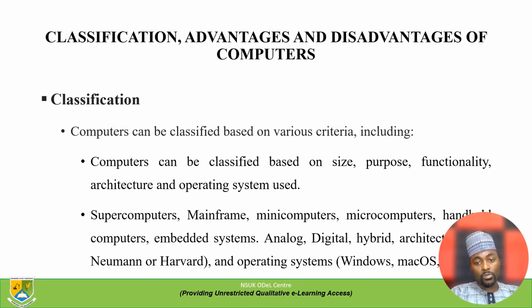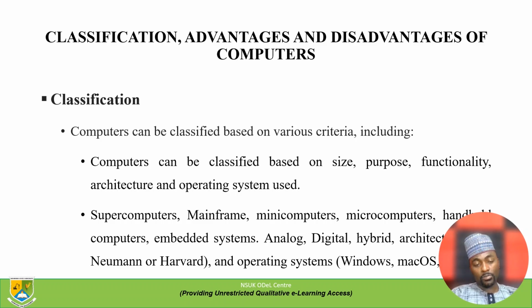In terms of size, we have supercomputers, mainframes, minicomputers, microcomputers, handheld devices, and even embedded systems. Then, based on purpose, they can take the form of either special purpose or general purpose, as the case may be. In terms of functionality, they can be an analog device or a digital device. And in some cases, we even have hybrid. By hybrid, we mean the combination of analog and digital abilities or capabilities.